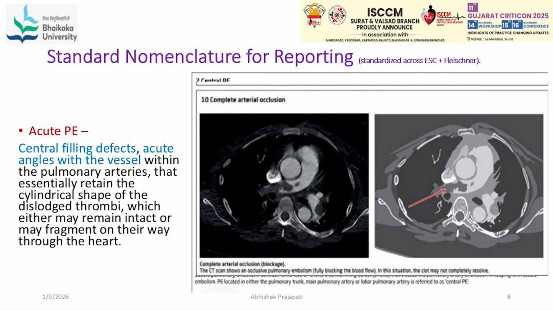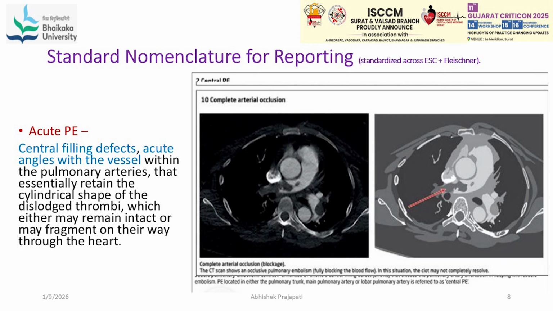Now, standard nomenclature for reporting. There are some definitions, some nomenclature we already know. Acute pulmonary embolism, what is that? Central filling defect, with acute angles with the vessel, within pulmonary arteries that essentially retain the cylindrical shape of the dislodged thrombi, which either may remain intact or may fragment on their way through the heart. So this is acute pulmonary embolism.